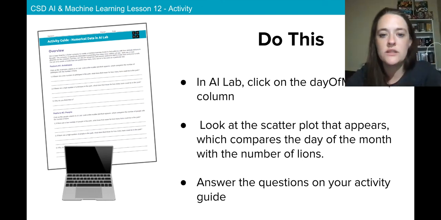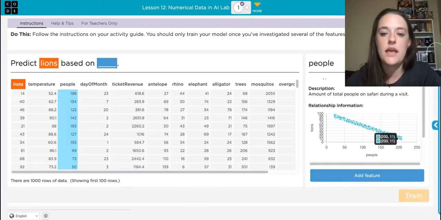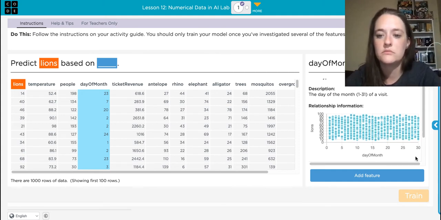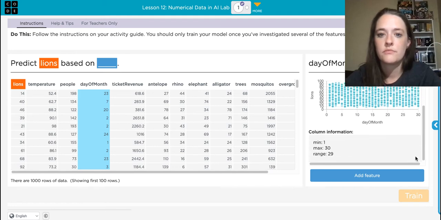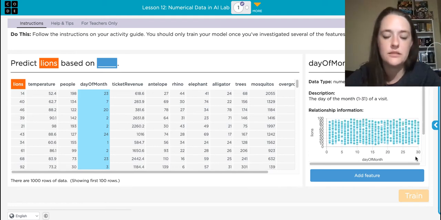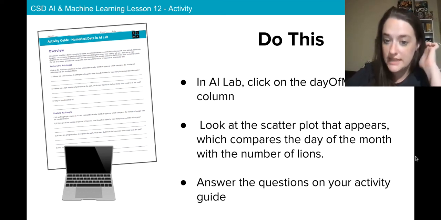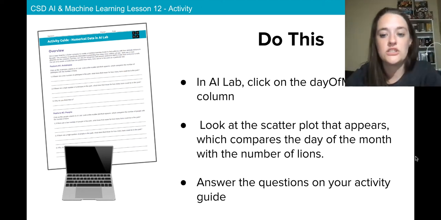Okay, let's click on the day of the month column in AI Lab. This is column 4. Holy moly, I see no relationship whatsoever. I don't even know what to think about this. Look at the scatter plot that appears, which compares the day of the month with the number of lions. Answer the questions on your activity guide.